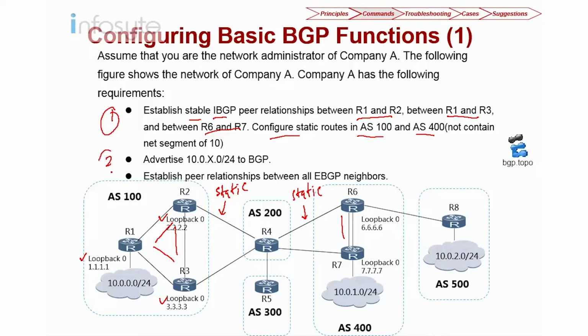The second requirement is to advertise network 10 to BGP. We are going to use the network command in BGP to advertise network 10. So all this network 10 will be advertised. And finally, establish a peer relationship between all eBGP neighbors. So we have 3 requirements over here, with iBGP and also eBGP. Okay, so let's look into the configuration now.